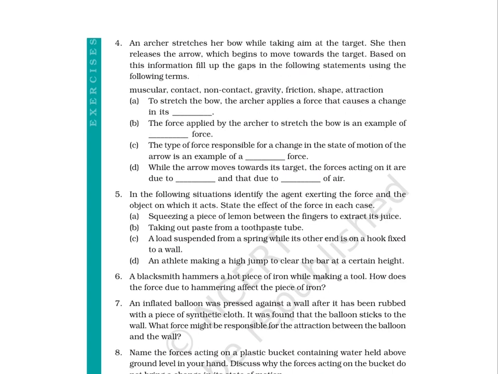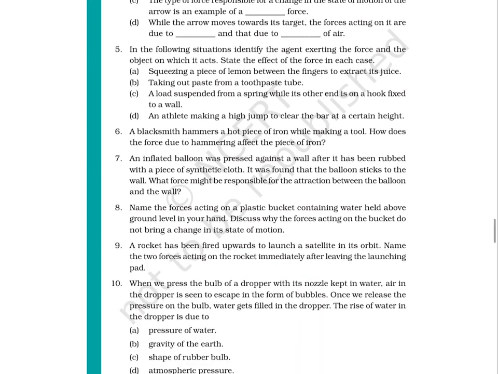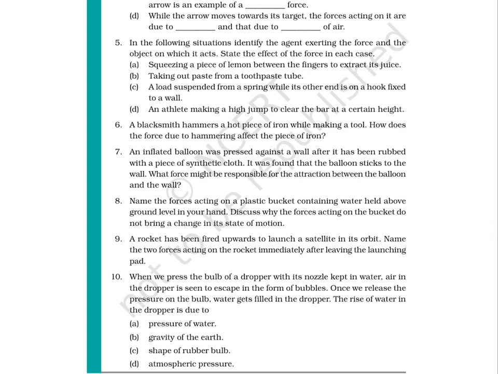C. The type of force responsible for a change in the state of motion of the arrow is an example of a blank force. D. While the arrow moves towards its target, the forces acting on it are due to blank and that due to blank of air. 5. In the following situations, identify the agent exerting the force and the object on which it acts. State the effect of the force in each case.